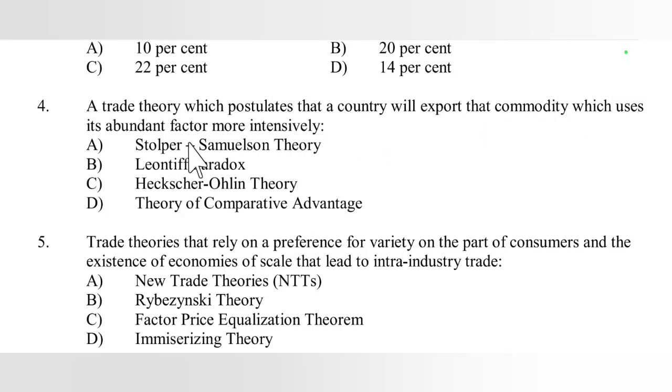Then question number 4: a trade theory which postulates that a country will export that commodity which uses its abundant factor more intensively. So it exports those goods in which it is abundant. It is called the Heckscher-Ohlin theory. The Heckscher-Ohlin theory states that a country will export goods that utilize its abundant factors of production more intensively and import goods that require the factor in which it is relatively scarce. Abundant factor export, scarce factor import. So option C.